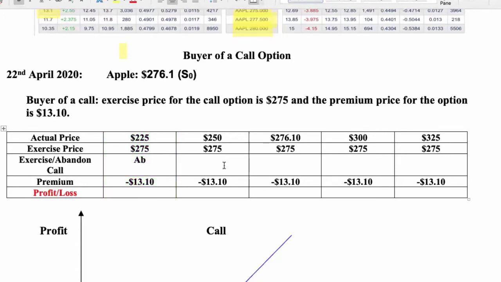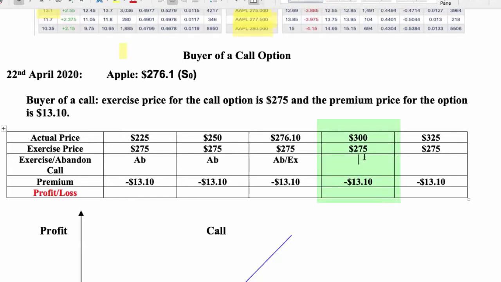Okay. And likewise, that's the same for every price below the current stock price or the strike price. So again, you abandon. That's why I said you don't have to do this twice because it's already done. You only need 1 point in order to draw a straight line. Here, what do you do if the stock price ends up actually being the same as 276.10? You're either going to abandon or exercise. It doesn't matter. What about here?